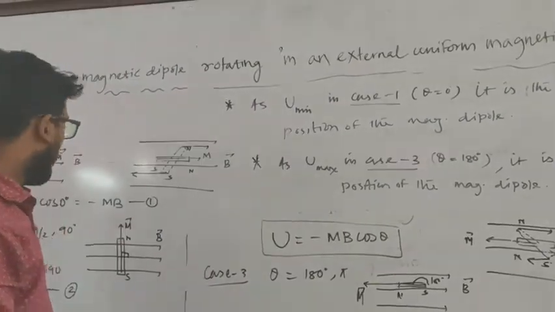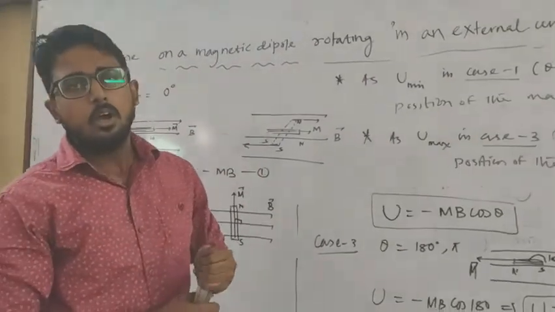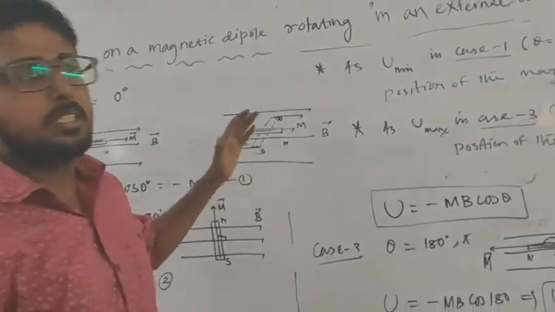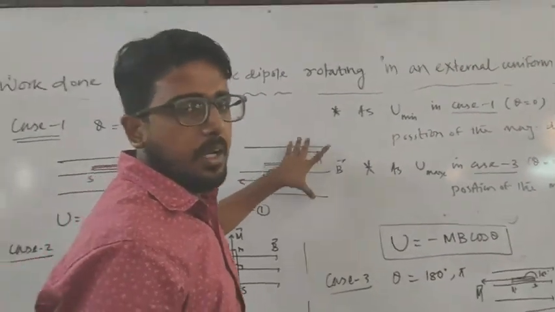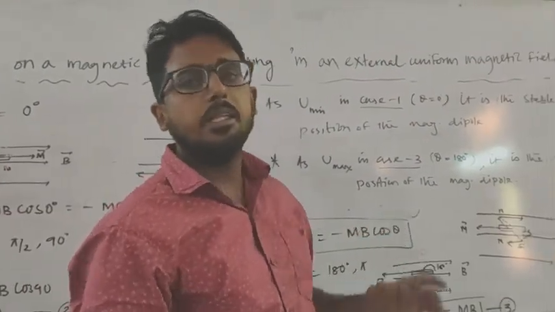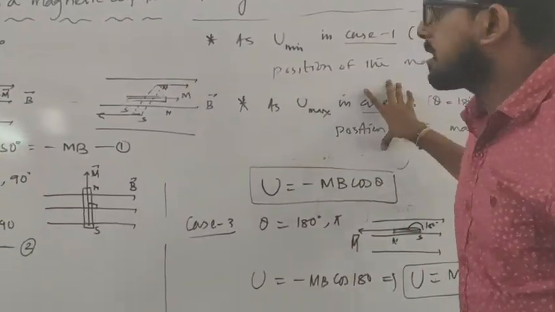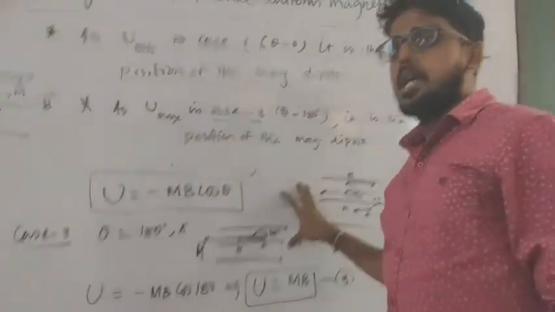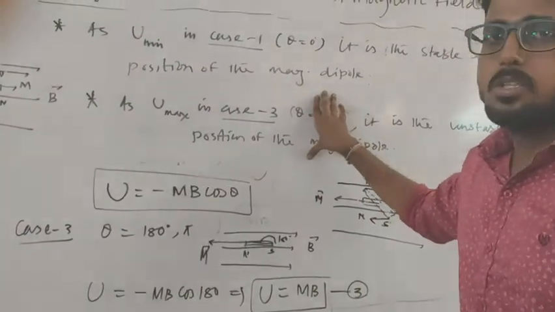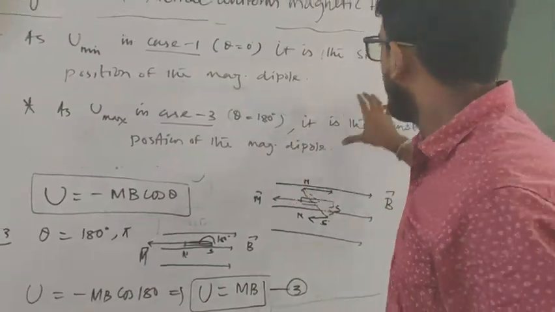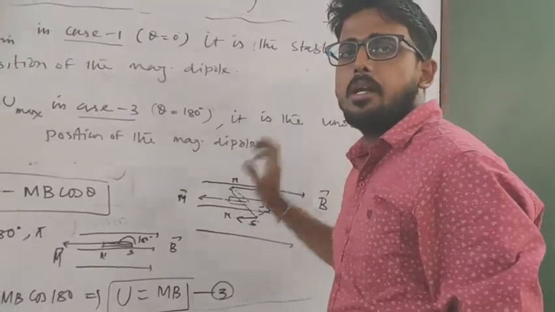Clear? So this is all about how to calculate the torque acting on a magnetic dipole when it is placed in an external magnetic field, what is the amount of work done by an external agent to rotate the magnetic dipole, what is the potential energy stored within the magnetic dipole due to the application of external torque by any agent, and what is the condition for stable equilibrium and unstable equilibrium.